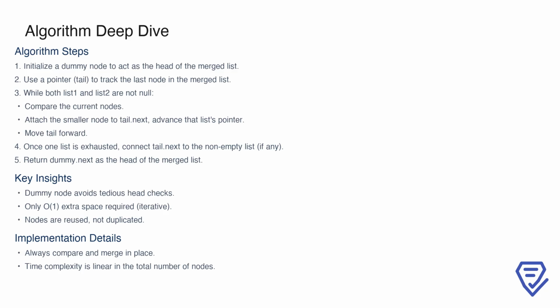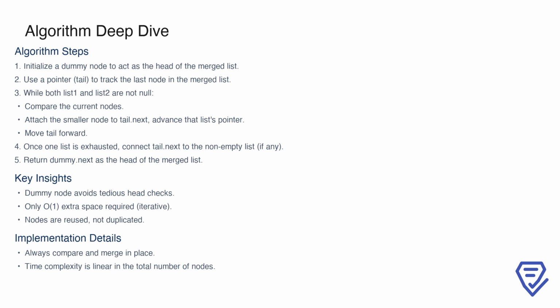While both input lists have remaining nodes, we compare their current nodes' values, always linking the smaller one to tail.next, and advancing the corresponding pointer. This ensures the merged list remains sorted at every step. Once one list runs out of nodes, we simply attach the rest of the non-empty list to the merged list. Finally, we return dummy.next, as the dummy was only a convenient placeholder.